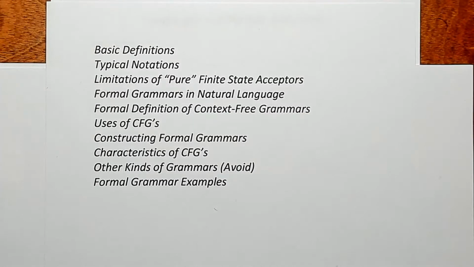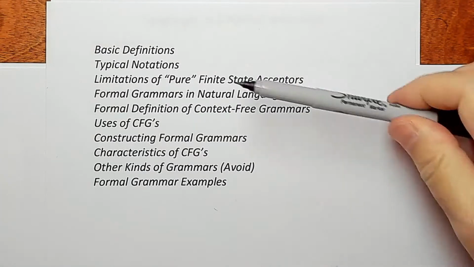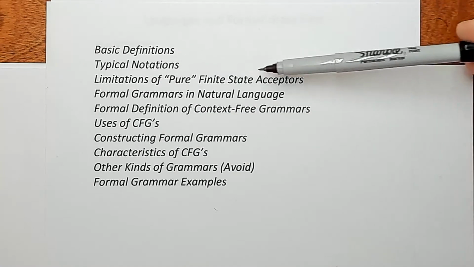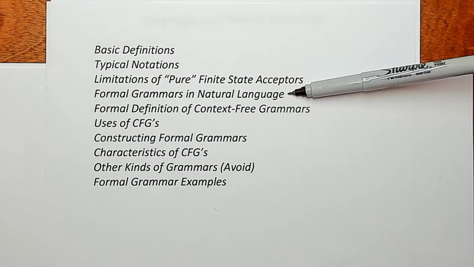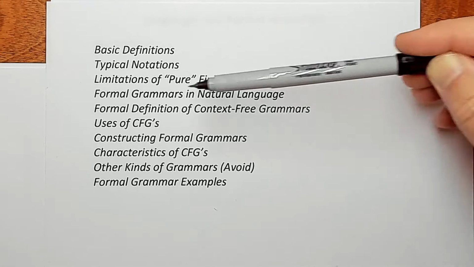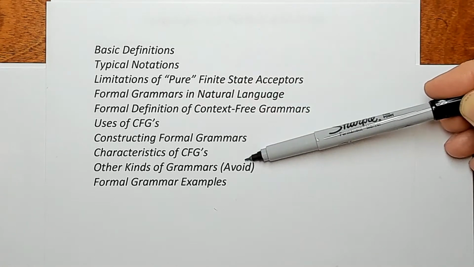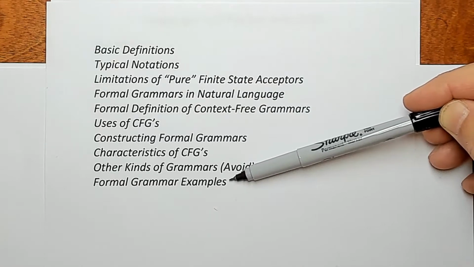Welcome back. Let's talk about languages and grammars. Here's the agenda. We'll start off with basic definitions. Then we'll compare what we know with natural languages like English with formal grammars. We'll look at some different kinds of formal grammars. And then lastly, and most importantly, we'll look at formal grammar examples. This is the meat of the thing.